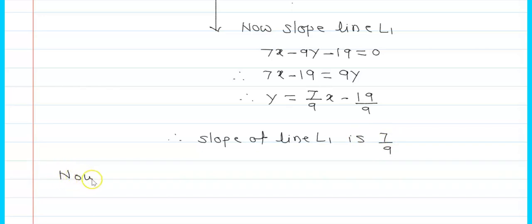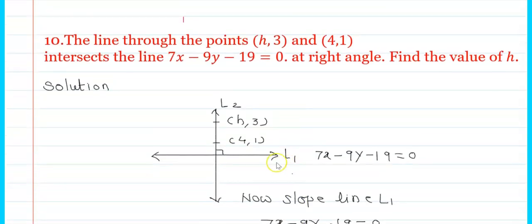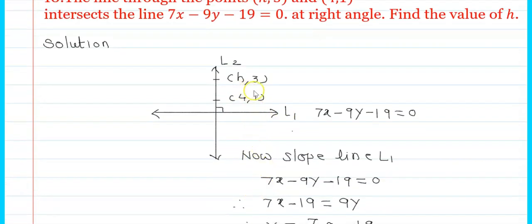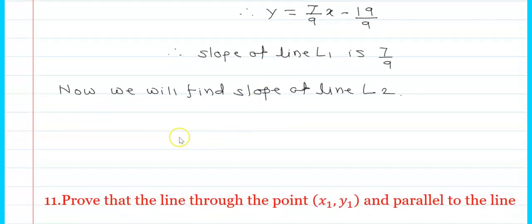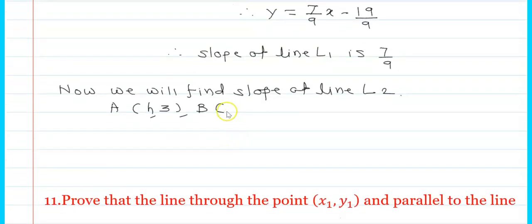Now we will find the slope of line L2. On line L2 these are the points. The first point is (h, 3) and another point is (4, 1).